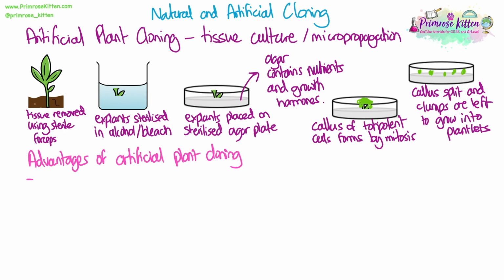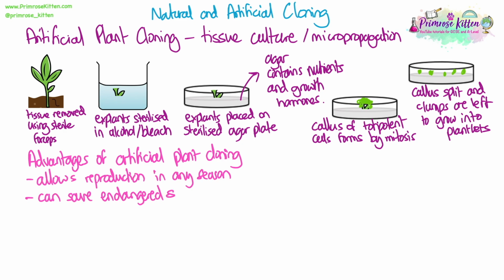We need to be able to talk about the advantages of artificial plant cloning. It allows plant reproduction to occur in any season, so it's not dependent on the temperature or the weather outside. It could save an endangered species of plants, so some orchids, for example, if there's very few of them in the wild, we can quickly make a large number of the same species. Although they're clones, it does mean that the species isn't going to go extinct.